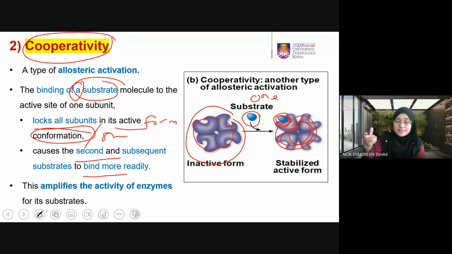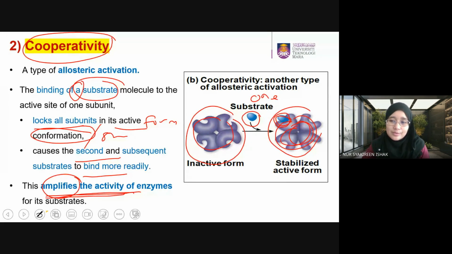So what is the significance of this cooperativity? What is the benefit of cooperativity? It increases the rate of reactions. As the enzyme has many subunits, it can bind to more substrate and catalyze more reactions. So this amplifies the enzyme activity, producing more product, increasing the rate of reaction rapidly. It amplifies the activity of the enzyme because the enzyme has many subunits, many active sites.